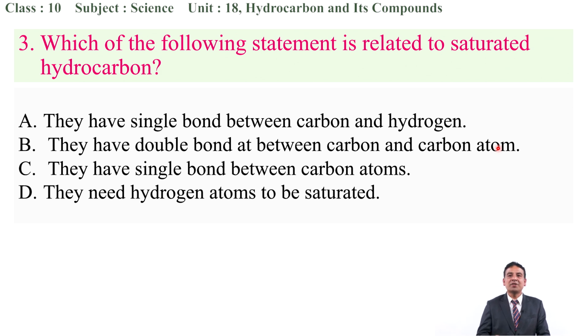Then you have to choose the correct answer. That means saturated hydrocarbons have single bonds between carbon and hydrogen. Is it correct? Do we identify a hydrocarbon as saturated on the basis of the number of carbon-hydrogen bonds, the number of bonds present between carbon and hydrogen?